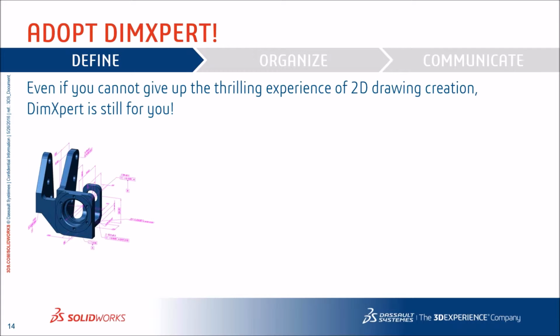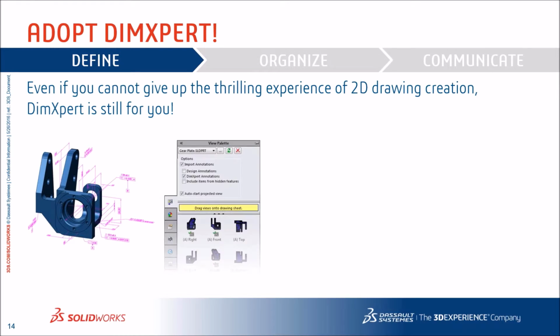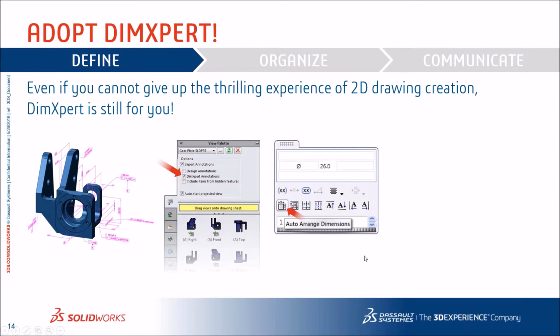You're going to use the process that I just demonstrated to add the dimensions in the 3D model. You're then going to start a new drawing. And before you drag and drop your views into the drawing, you'll notice a checkbox to import annotations, and specifically you want to import the DimExpert annotations. From there, you're going to see all your views populate with DimExpert annotations, and they might be disorganized at first.